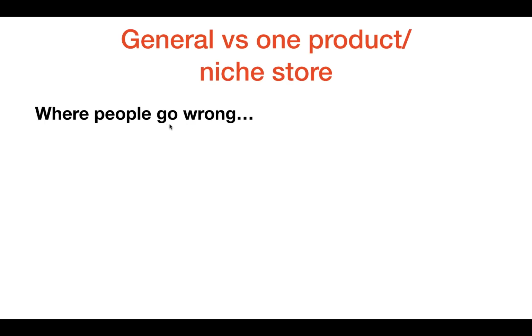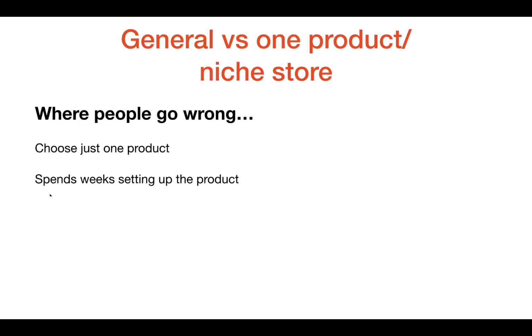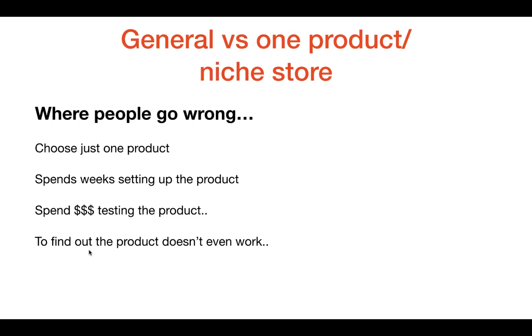So where people go wrong is they'll choose just one product and they'll become emotionally attached to this product, and what they'll end up doing is essentially spending weeks of time setting up everything, setting up the video ad, the product description, ad copy, thumbnails, all this work, and then figuring out all the Facebook ad strategy and everything. They'll spend weeks doing all this, and then they'll spend a lot of money as well testing the product. Some people even spend $500 to $1,000, and then find out that the product doesn't even work.